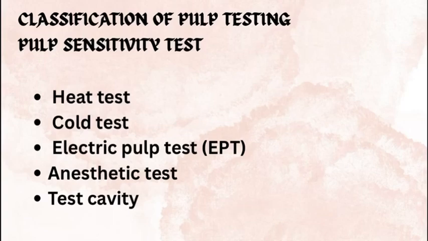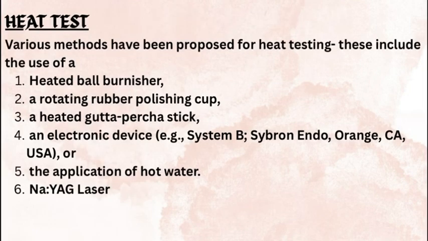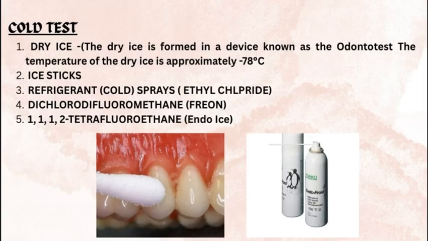Classification of pulp testing: heat test, cold test, electric pulp test, anesthetic test, and test cavity. Heat test. Various methods have been proposed for heat testing. These include heated ball burnisher, a rotating rubber polishing cup, a heated gutta percha stick, an electronic device, the application of hot water, and laser. Cold test. Dry ice sticks, refrigerant sprays, dichlorofluoromethane, tetrafluoroethane.